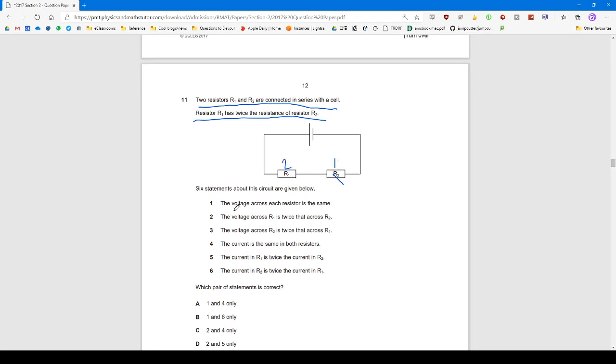Voltage across each resistor is the same. False. Okay, this takes 2/3, this takes 1/3. Voltage across R1 is twice that of R2. Correct. Voltage across R2 is twice that across R1. False. Current is the same in both resistors. Correct. Current in R1 is twice the current in R2.